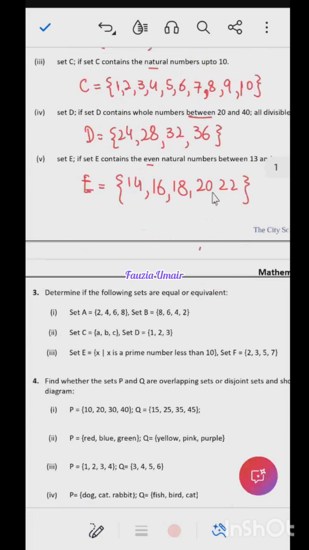The third question is: define if the following sets are equal or equivalent. We just read the definitions of equal and equivalent. Mohit, quickly tell me, what are equal sets?